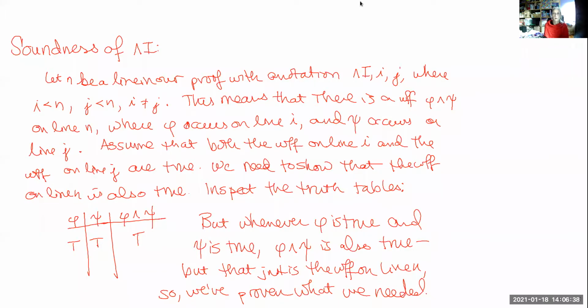So, shall we begin? Oh, I didn't clear my board from last time. Cleared. Okay.